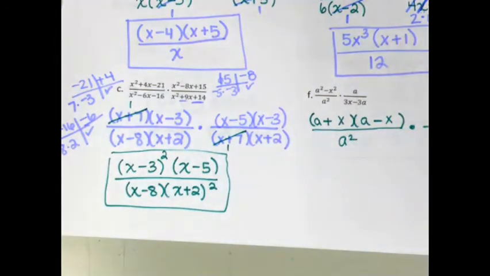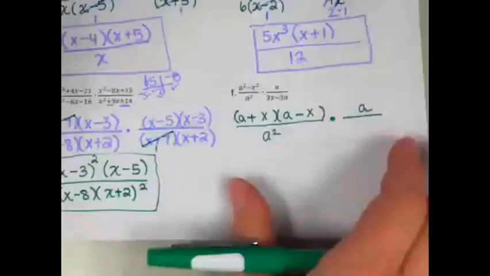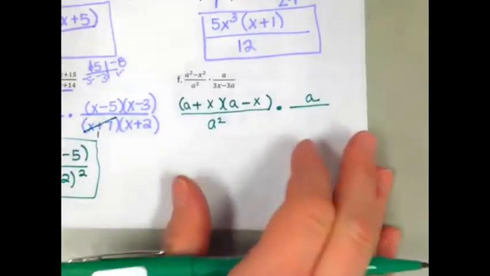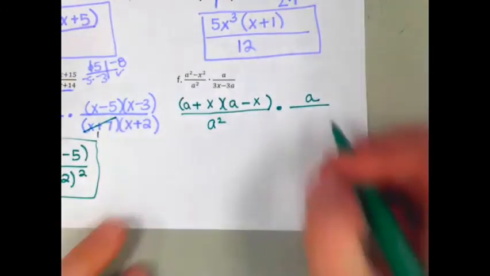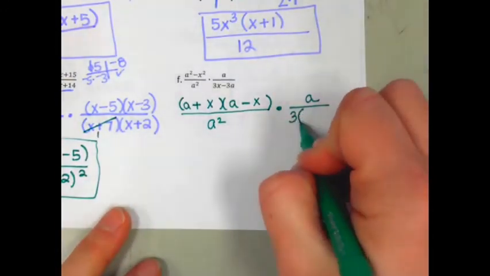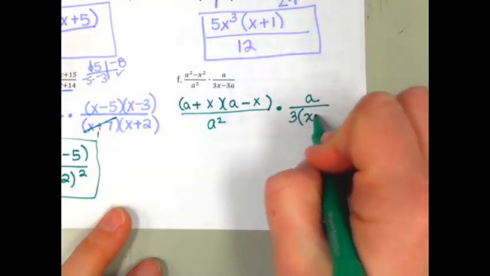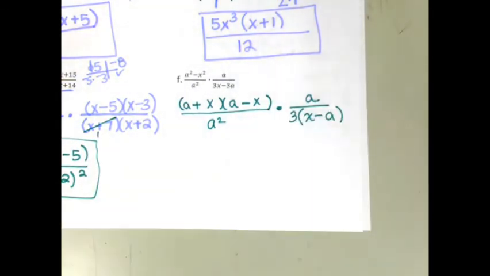What about 3x minus 3a? Oh, you guys can't even see that. Sorry. 3x minus 3a. I can factor out a 3. And if I factor out a 3, what am I left with? X minus a. Huh. What do we notice here?